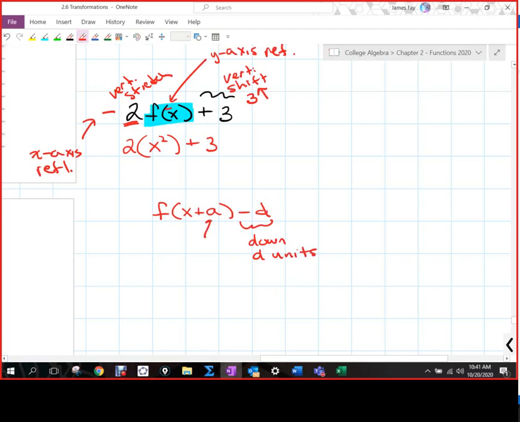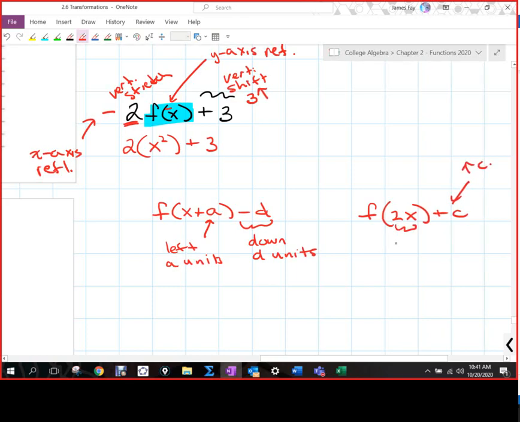What's that a going to do? And it's plus a. Say it again. To the left a units. Does that kind of make sense on what we're doing there? Okay. Yes. So when it's a horizontal compression, it'd be 2x and then square all of that. Yes. So, like if I had f of 2x plus c or something like that. That plus c is up c units, right?